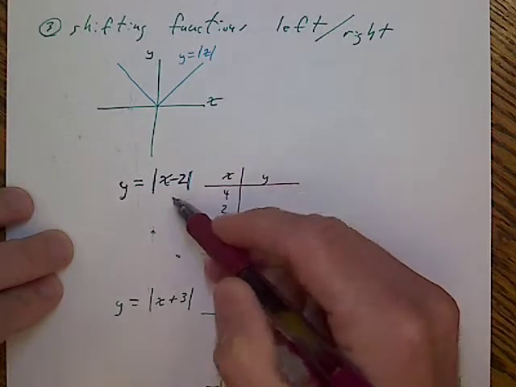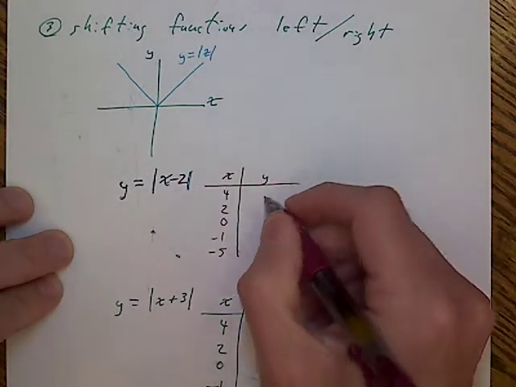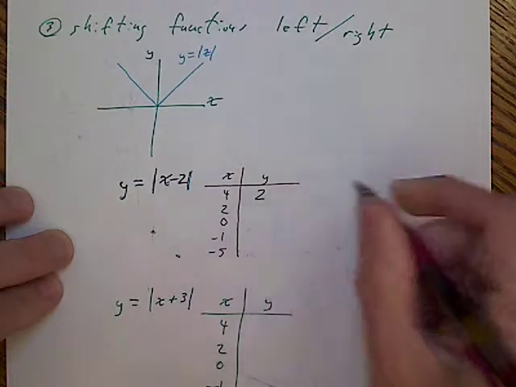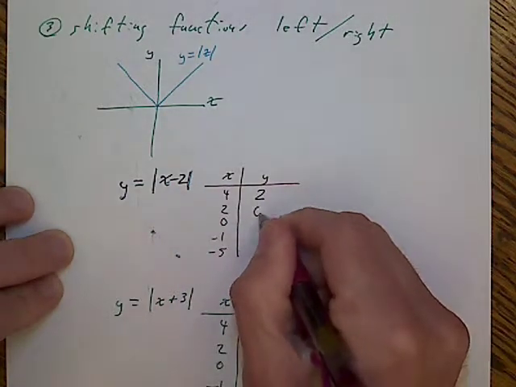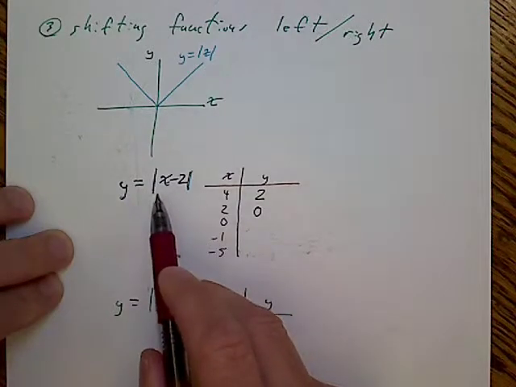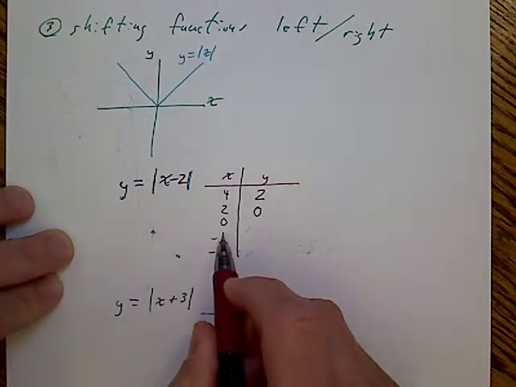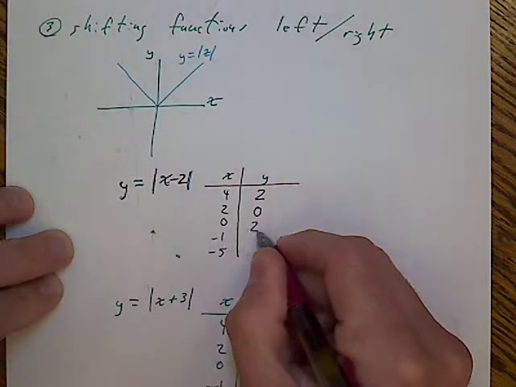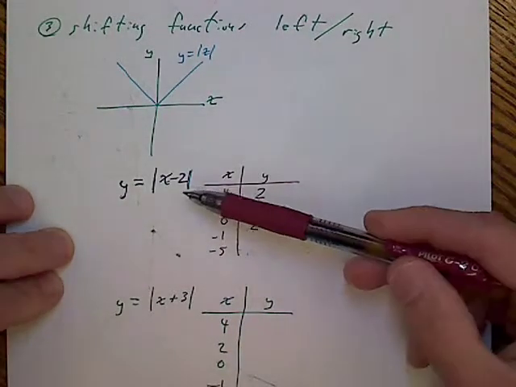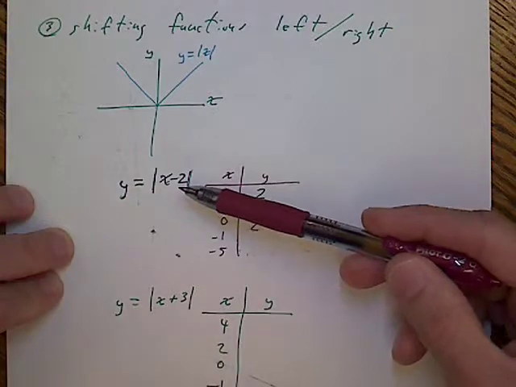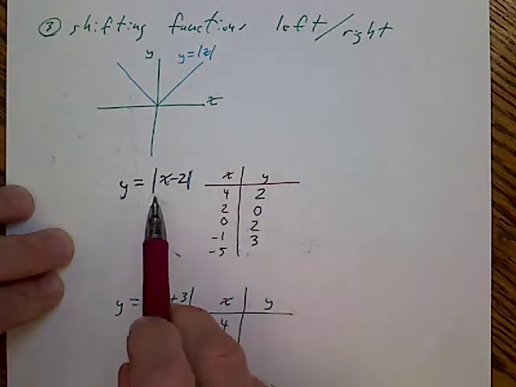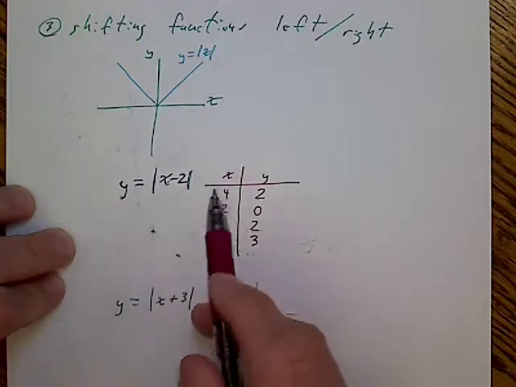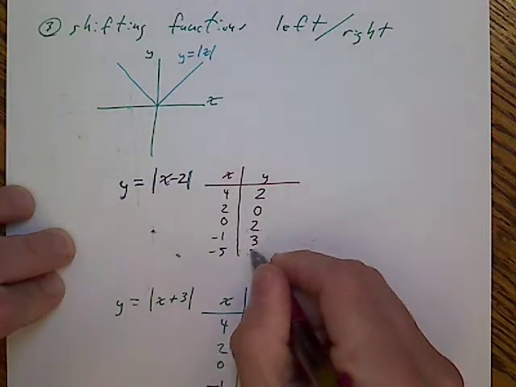If x is 4, 4 minus 2 is 2. Absolute value of 2 is clearly 2. If I plug in 2, 2 minus 2 is 0. Absolute value of 0 is 0. Now I've got 0 minus 2. That's a negative 2, but the absolute value of negative 2 is 2. Check out some negative values. If x is negative 1, negative 1 minus 2 is negative 3. Absolute value of that is 3. If x is negative 5, negative 5 minus 2 is negative 7. Absolute value of that is 7.